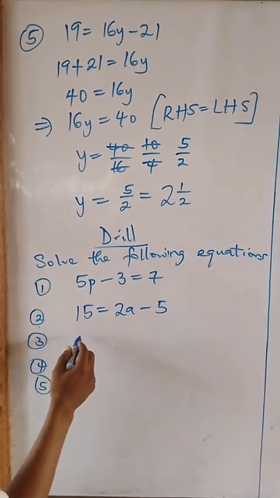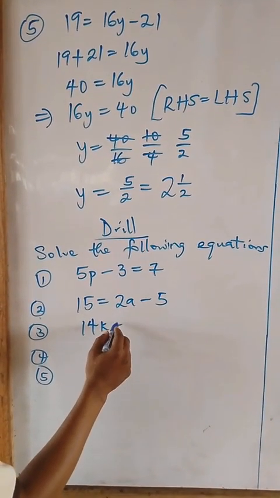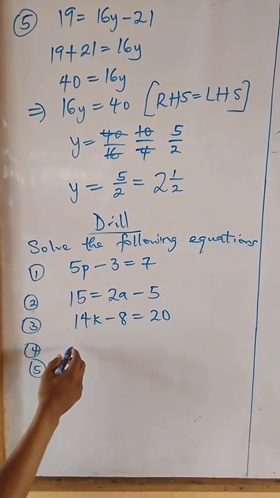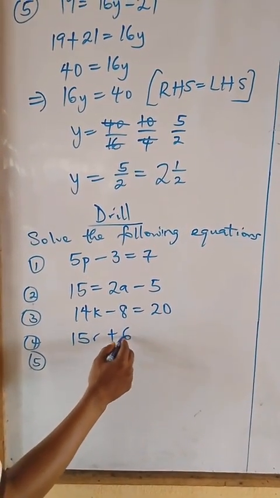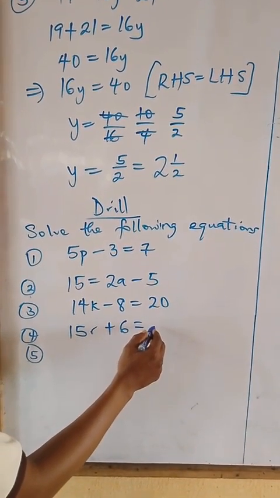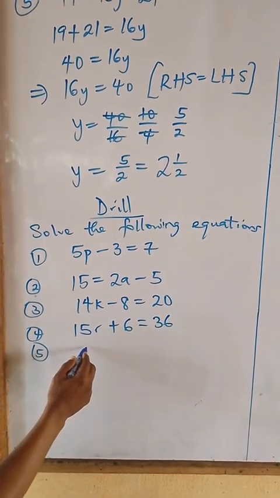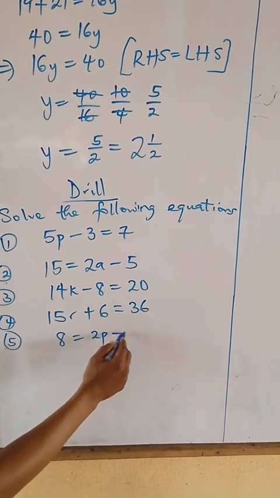Then you have 14k minus 8 is equals to 20. Then you also have 15r plus 6 is equals to 36. Then you have 8 is equals to 2p plus 2.